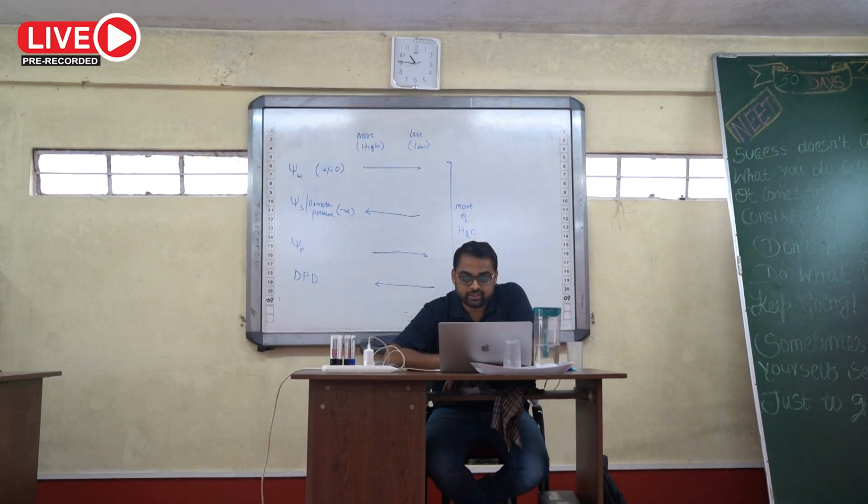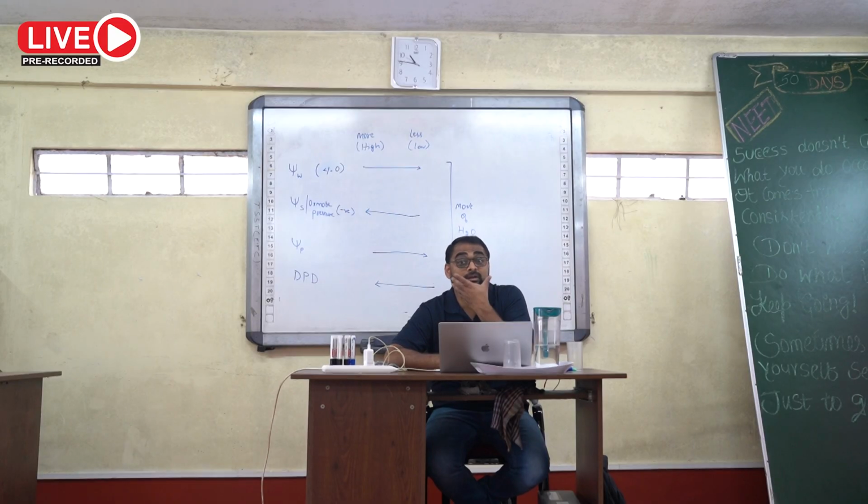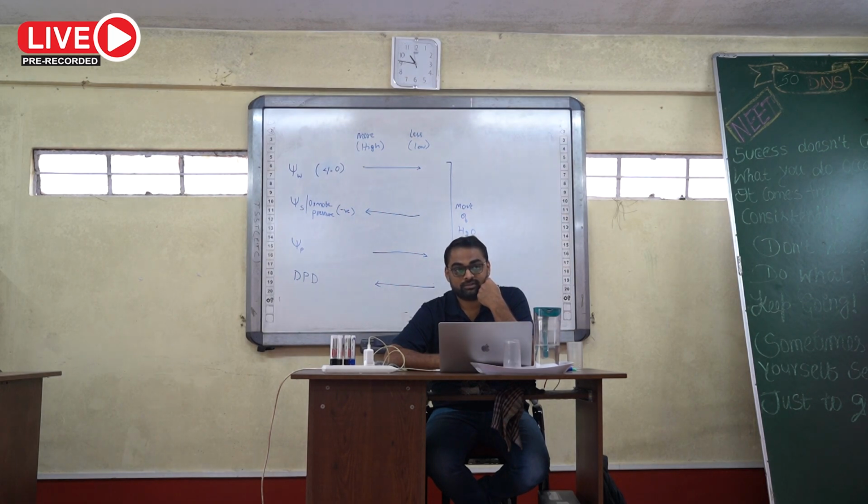Finger, wrist, thigh, jaws. Which is the strongest muscle? Masseter muscle, the jaw muscle. Okay. Have you ever bitten your tongue? Painful, no? Okay.